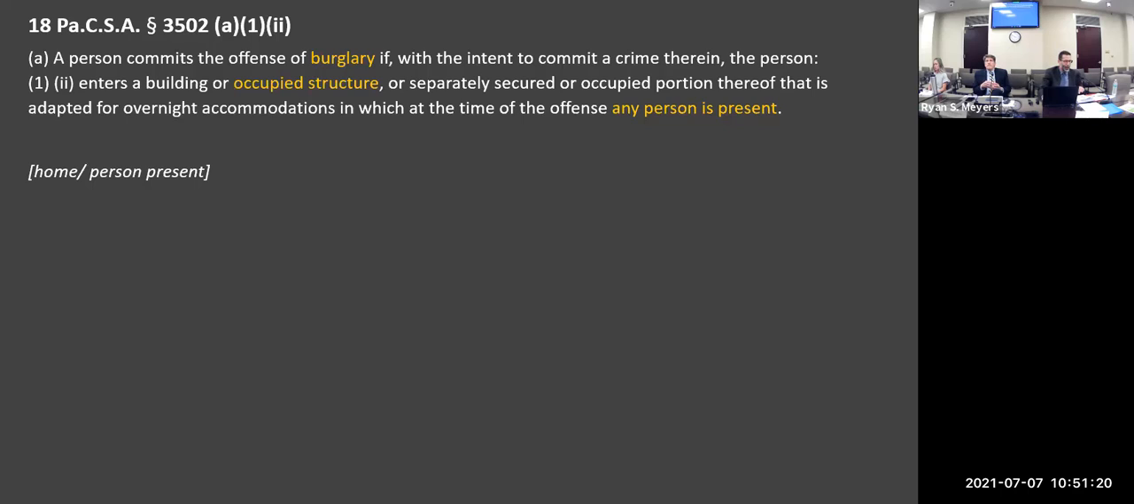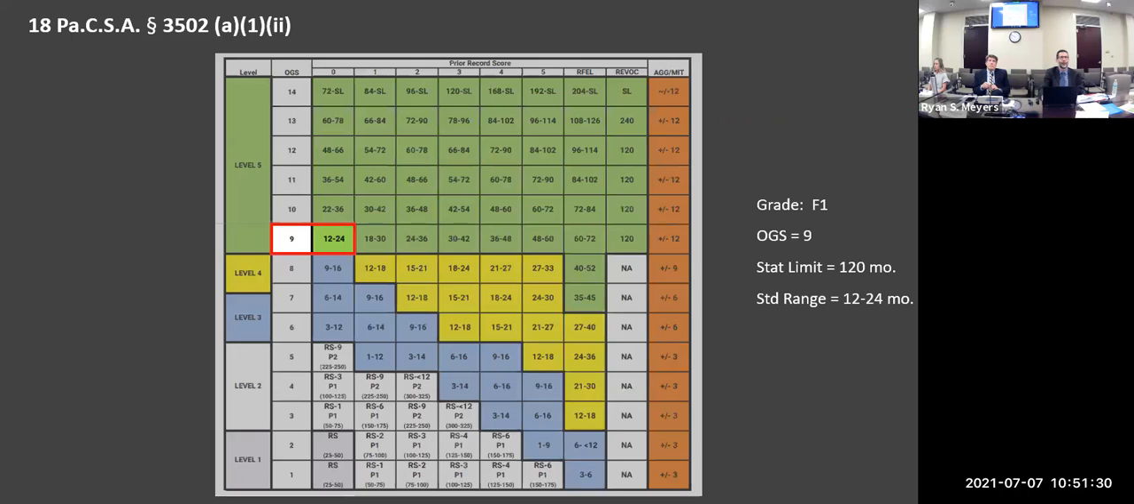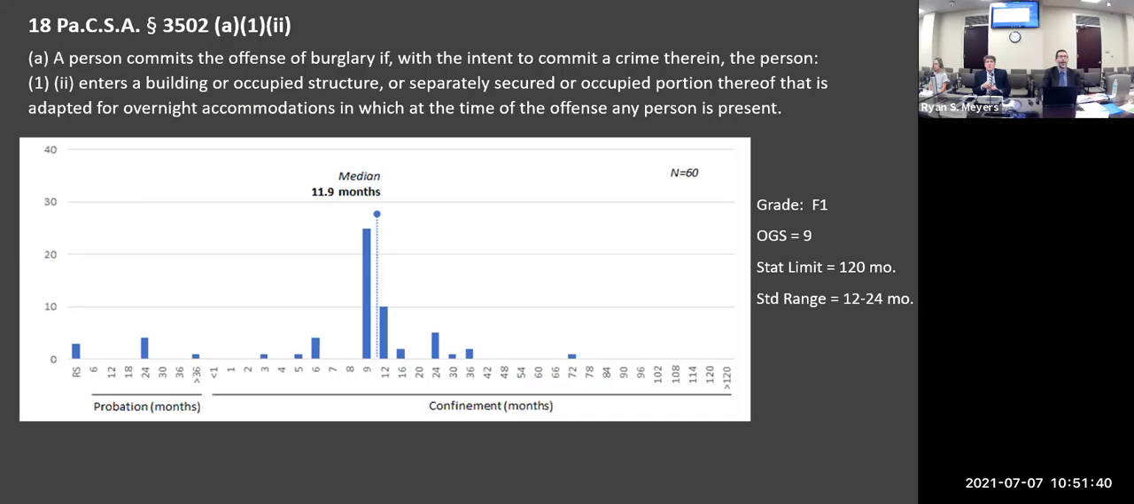So now we look at 3502A1II, which is a burglary of a home with the person present. This is currently an OGS 9 with a standard range of 12 to 24 months, felony 1. And we see this distribution with a tighter clustering around the 9 to 12 months of confinement, and the N here is 60. And our median is 11.9 months.